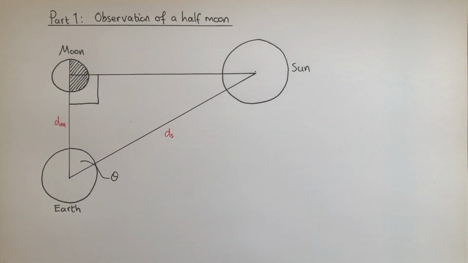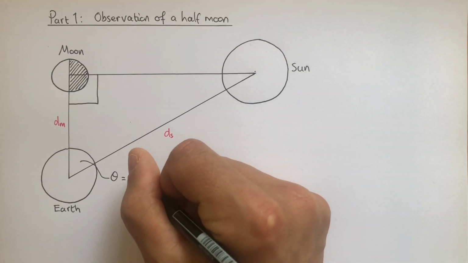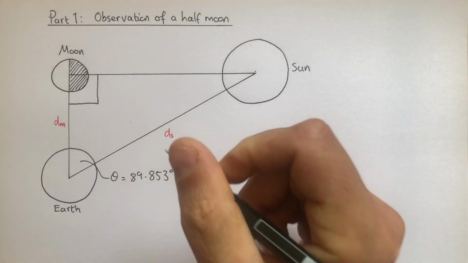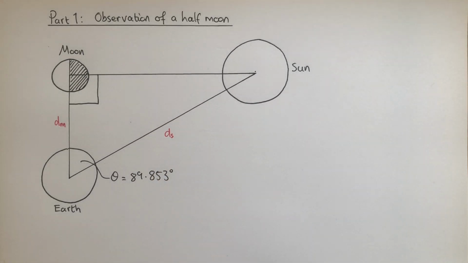At the time, the best measurement of theta was around 87 degrees. But I'm going to use the modern day value, which is closer to 90. In fact, modern day measurements give a value of theta equal to 89.853 degrees. Once we know theta, we can then use trigonometry to determine the relationship between ds and dm.